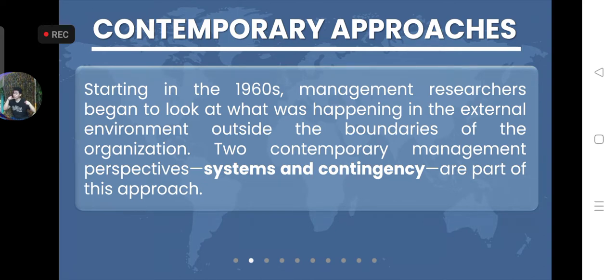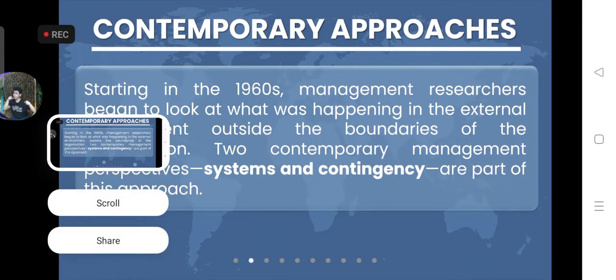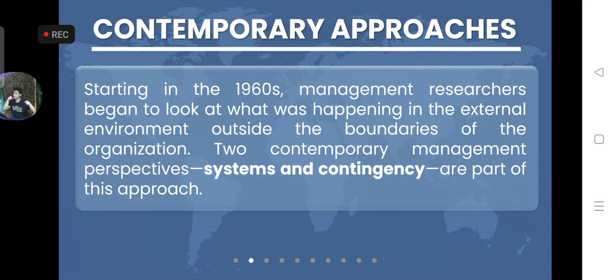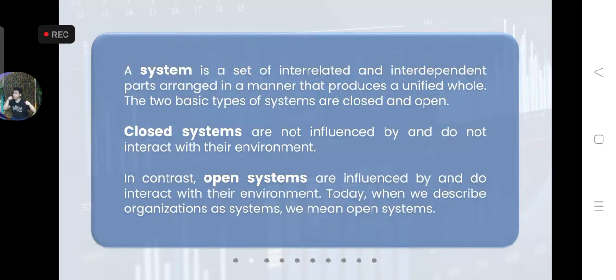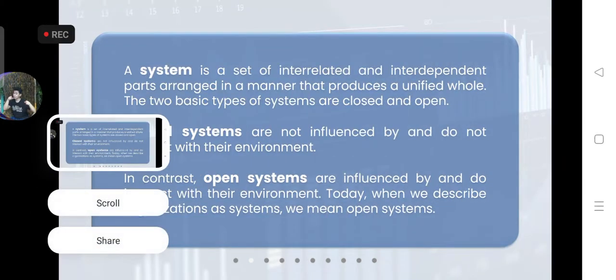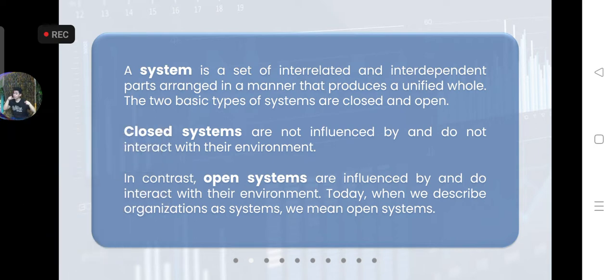Starting in the 1960s, management researchers began to look at what was happening in the external environment outside the boundaries of the organizations. Two contemporary management perspectives, systems and contingency, are part of this approach. A system is a set of interrelated and interdependent parts arranged in a manner that produces a unified whole.